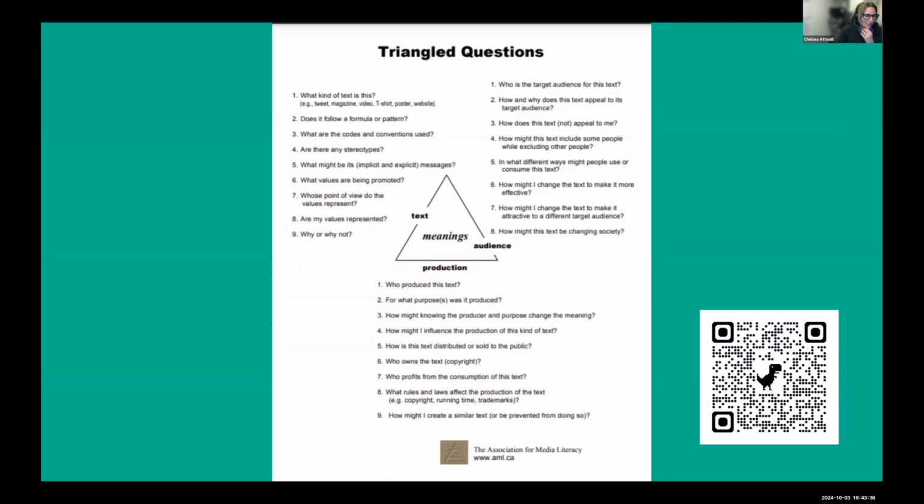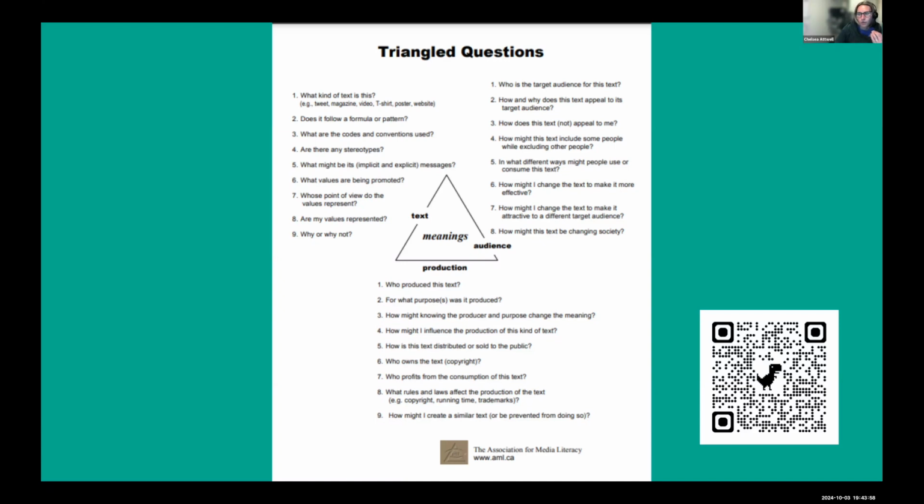The Association for Media Literacy has created a version of the triangle with questions that prompt student thinking about each side of the triangle. Educators and students can choose any side of the triangle to start, and the reader makes meaning using the prompts that are provided. It doesn't matter where the reader starts on the triangle, analysis can move freely from one side to the other.